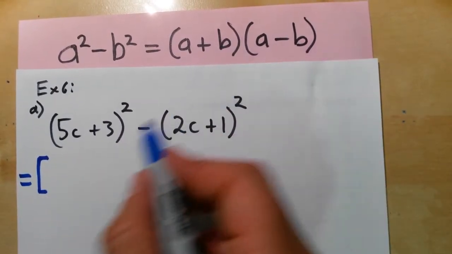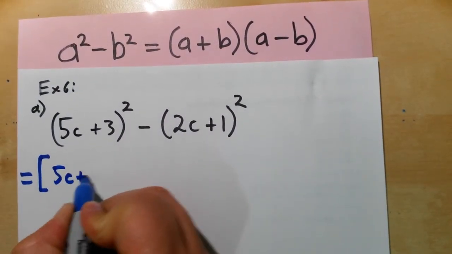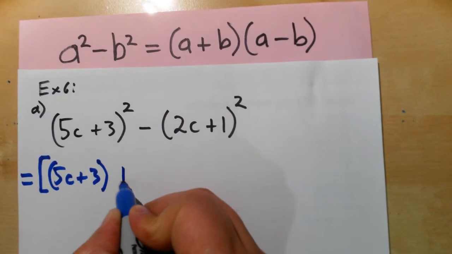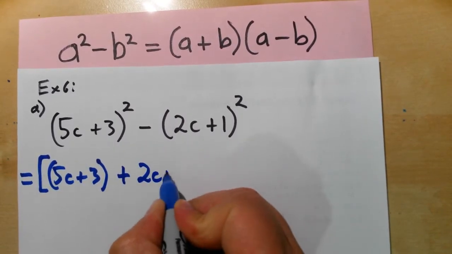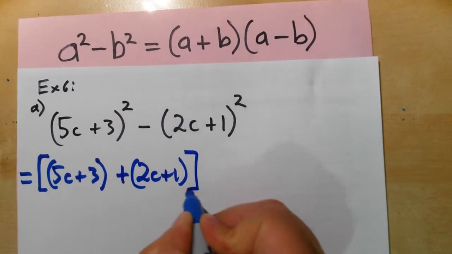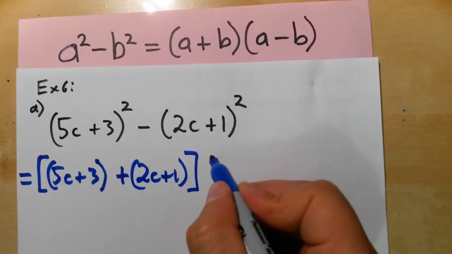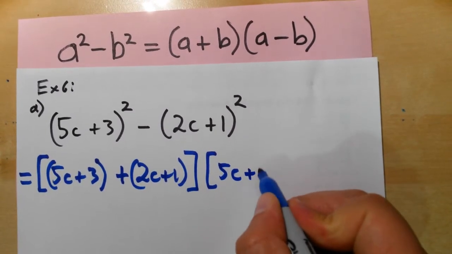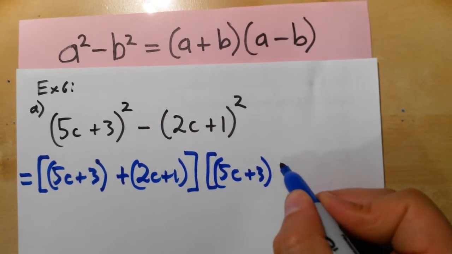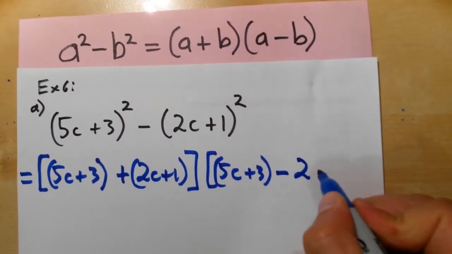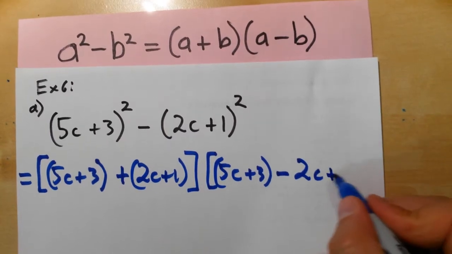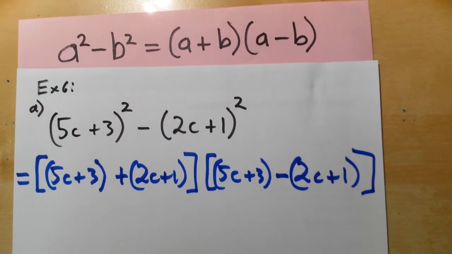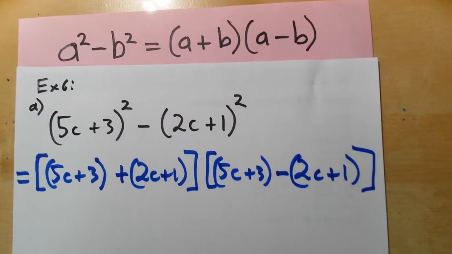So what's our a expression? We have a plus b, a minus b. So a would be 5c plus 3, we put this in brackets, plus our b expression, 2c plus 1, and we close this. And then we have our next expression, a minus b: 5c plus 3, minus 2c plus 1, let's put that in brackets, and then write some big square brackets. And that's it. So we factor this expression, right?